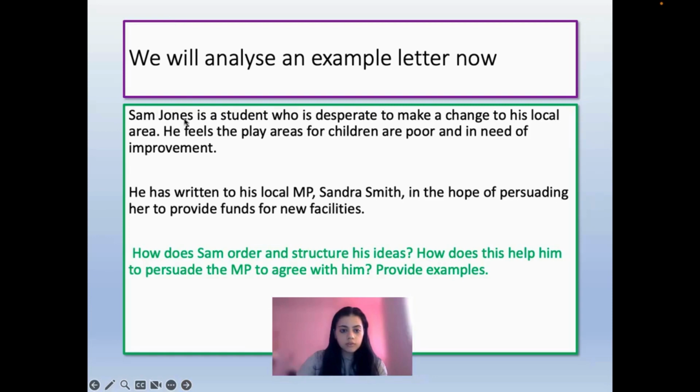So this is the writer, and this is the receiver. So if you can already spot, he's writing to an MP, a member of parliament. So our letter is definitely going to be formal, and we're going to use standard English.